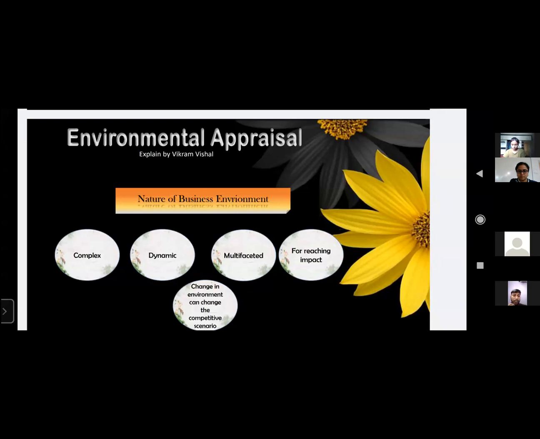And third one's multifaceted, the same investments can have different effects on different industries. And fourth one, far-reaching impacts: the environment has far-reaching impacts on the growth and profitability of an organization. Fourth one's change in environment can change the competitive scenario. The general environment changing may change the boundary of the industry and change the nature of competition.